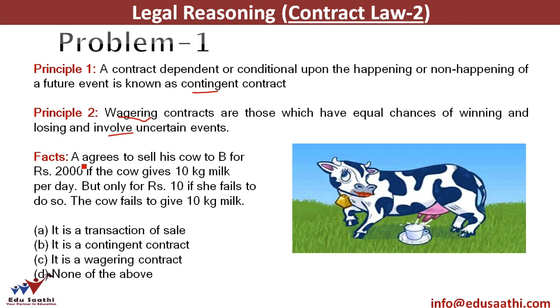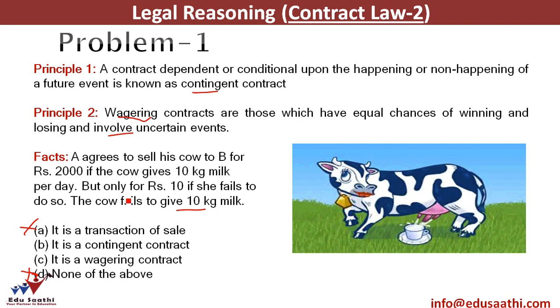Let's take the facts. A agrees to sell his cow to B for rupees 2000 if the cow gives 10 kg milk per day, but only for rupees 10 if she fails to do so. The cow fails to give 10 kg milk. What kind of contract is it? Let's take the options. A, it's a transaction of sale. No, there's no sale happening. B, it's a contingent contract. C, it is a wagering contract. D, none of the above is not an option, because it would be either contingent or wagering.